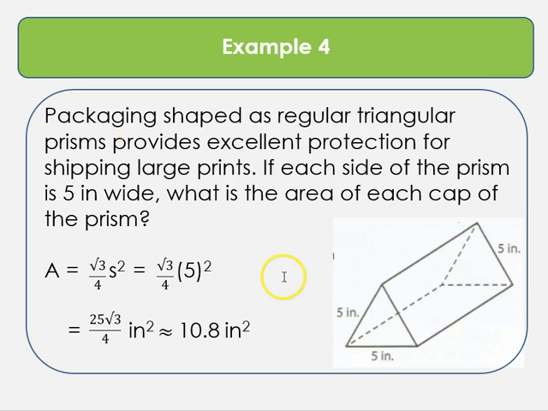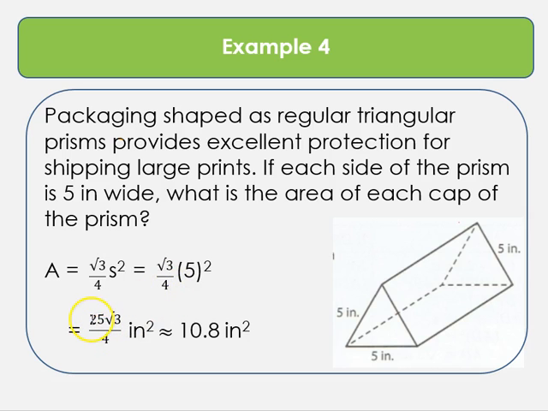I'm not going to review the shape at this point, but needless to say, the ends or the bases of this prism are equilateral triangles that are 5 inches on one side. So a side is 5 inches. Let's look at our formula and replace the s with 5. So we have the square root of 3 divided by 4 times 5 squared.